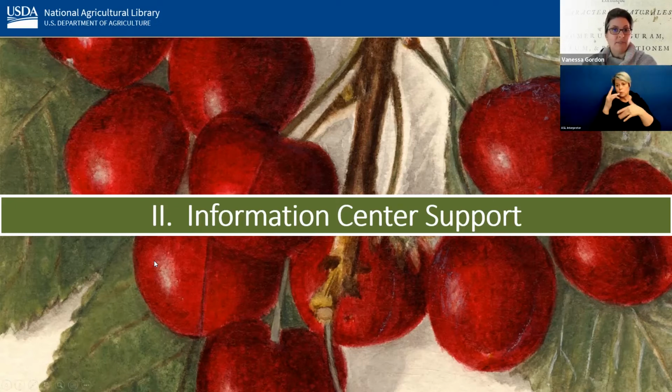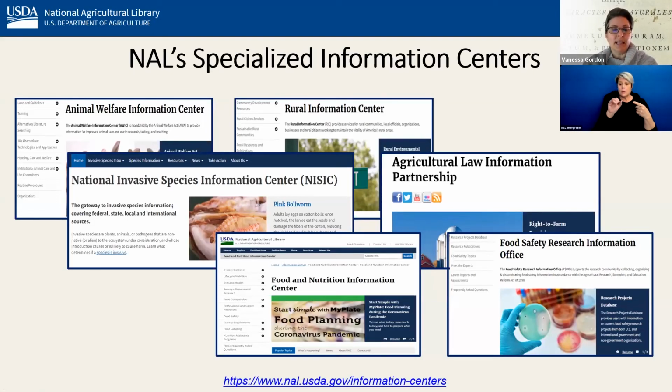So you have AWIC, which is animal welfare, and that is not production animals. It caters to the research audience. We have the Rural Information Center that I'm going to touch on later. There's the National Invasive Species Information Center. That's actually a beautiful website that has information. It's NISIC, the National Invasive. It's everything you want to know about invasive species and systems in place to sort of help correct them or ameliorate the effects of them in agriculture.